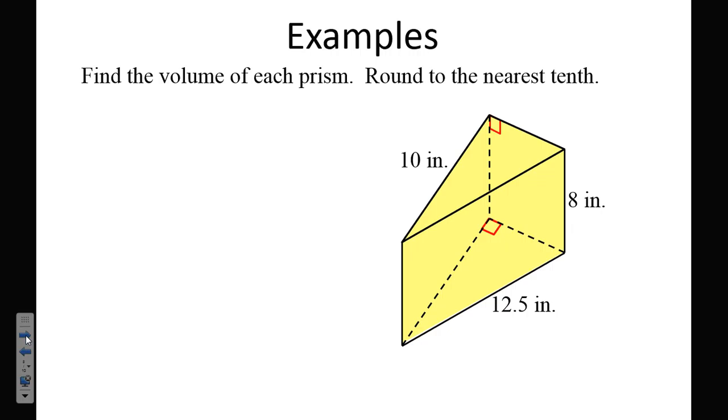The problem is everyone will want to use this 12.5. They want to say 10 times 8 times 12.5 divided by 2, and that won't be right. Because in order to find the area of your base, you have to find the area of this triangle. Everyone's okay with this being 10, right? This is 12.5, but what's this?